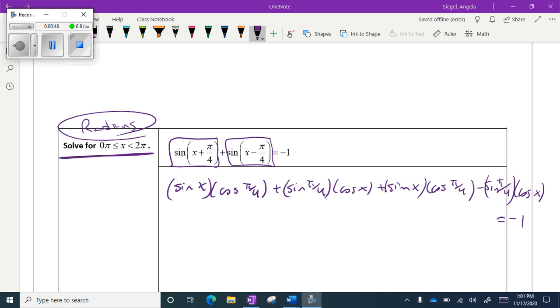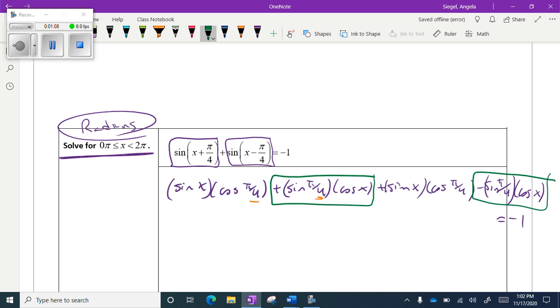Okay, so there's a lot going on here, and you might be looking at these and want to go ahead and switch them out, and that's totally okay. You can do that. What I like to do first is go ahead and simplify or get rid of what I can get rid of. So like right here, we have that, and here we have the negative version. So those are going to cancel each other out. And then notice we have, these are the same. So I'm going to say 2 sine of x cosine of pi over 4 equals -1.